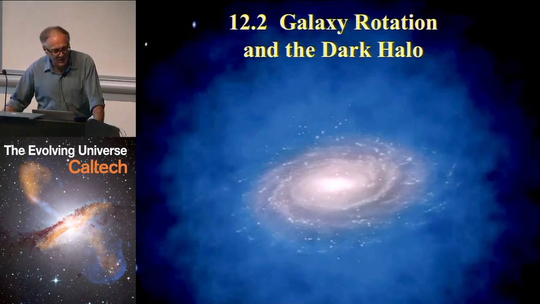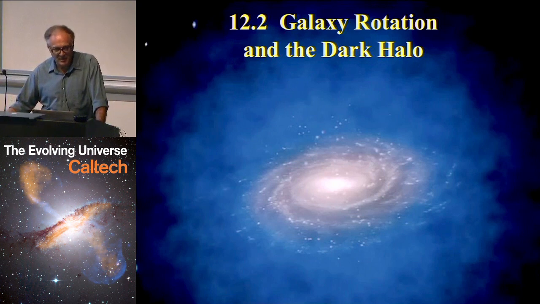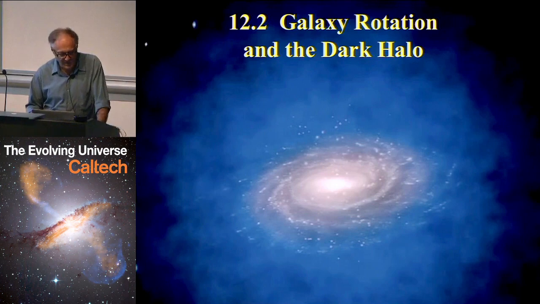Now let's talk about the kinematics of the Milky Way and its rotation and how that provides compelling evidence for the existence of dark matter. This is, of course, just an artist's conception. The dark halo is suddenly blue.